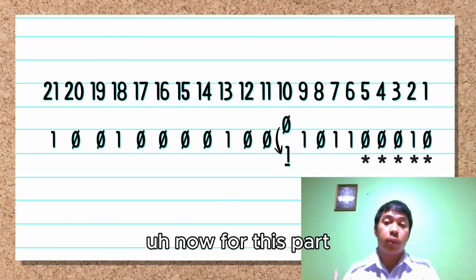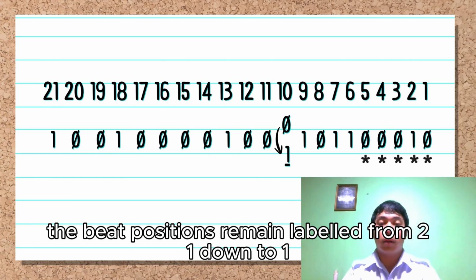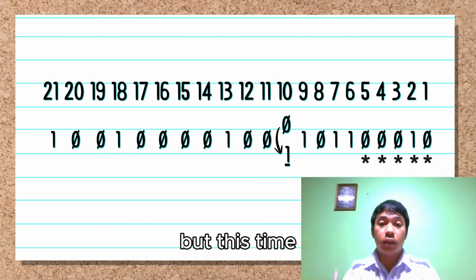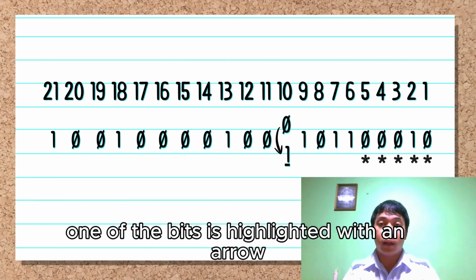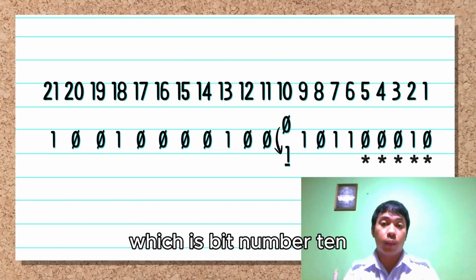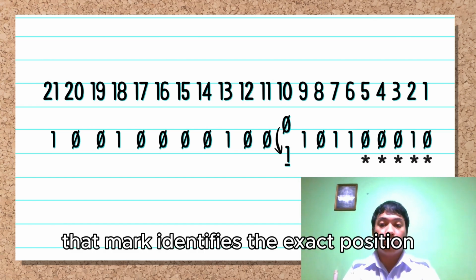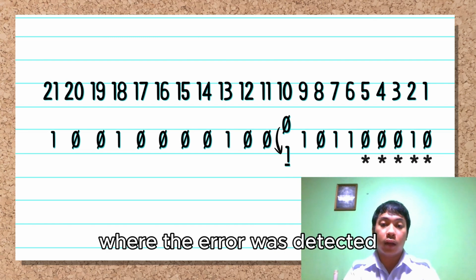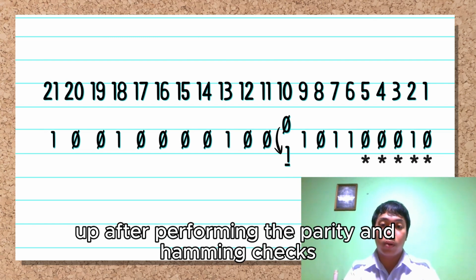Now for this part, the bit positions remain labeled from 21 down to 1. But this time, one of the bits is highlighted with an arrow, which is bit number 10. That mark identifies the exact position where the error was detected after performing the parity and Hamming checks.